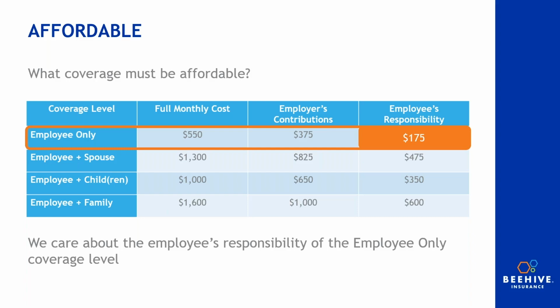We are not concerned about considering affordability if they have a spouse or children or family on a plan, only for the employee-only coverage level. And of course, we're looking at the employee's monthly responsibility. So now we need to figure out, how do we know if that $175 is affordable?